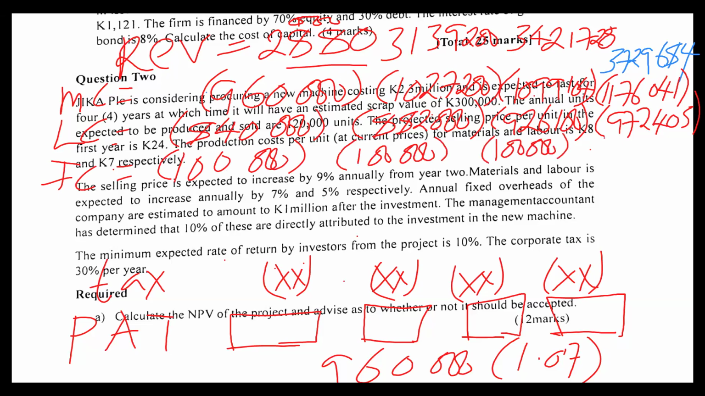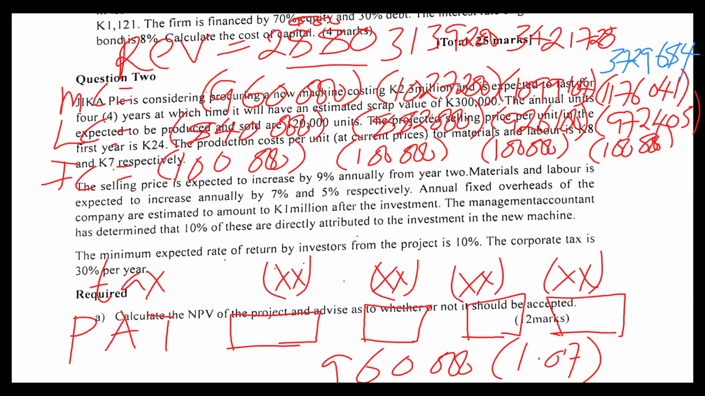All right. Thank you for the question. The question is saying, annual fixed overheads of the company are estimated to amount to 1 million after the investment. So the fixed costs are estimated to be 1 million of the entire company. But remember here, we're just dealing with a machine, not the entire company. Then the management accountant, very sharp guy, has determined that only 10% of that amount is directly attributed to the investment in the new machine.